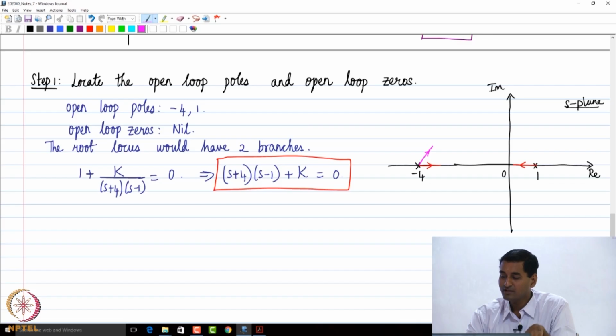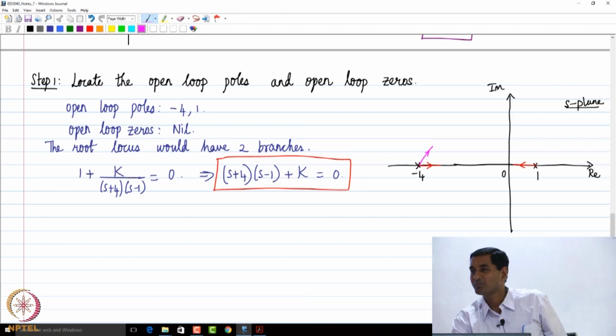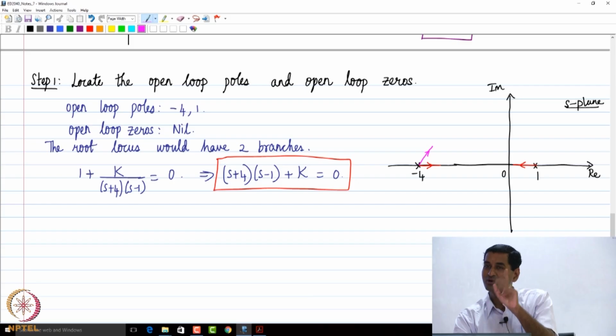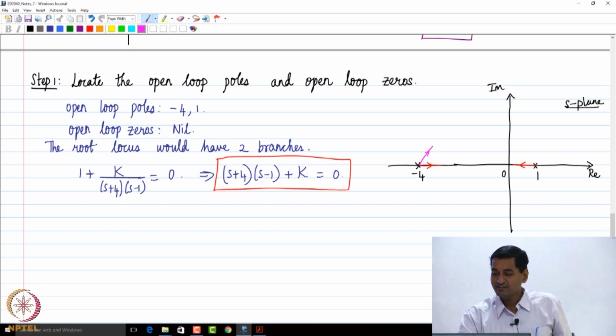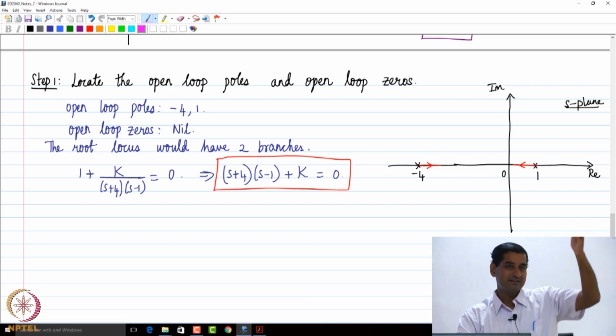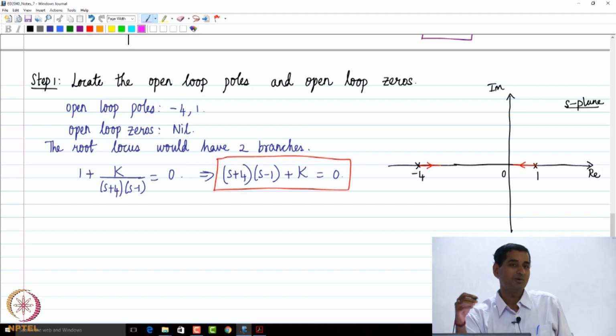When I do not have a repeating pole at -4, the multiplicity of the root at -4 is 1. I have only one open loop pole at -4. So when the multiplicity is 1, I cannot have a branch like this, because I cannot have two branches starting from the same open loop pole. I can have only one branch of the root locus starting from one open loop pole. That rules out evolution in the complex plane, so I have only two options: it can go on the real axis to the left or to the right.